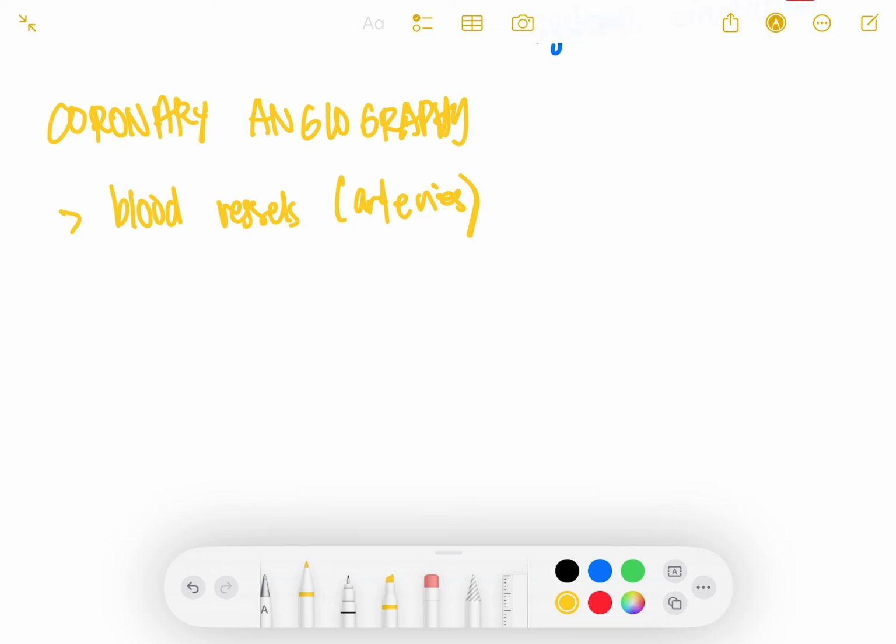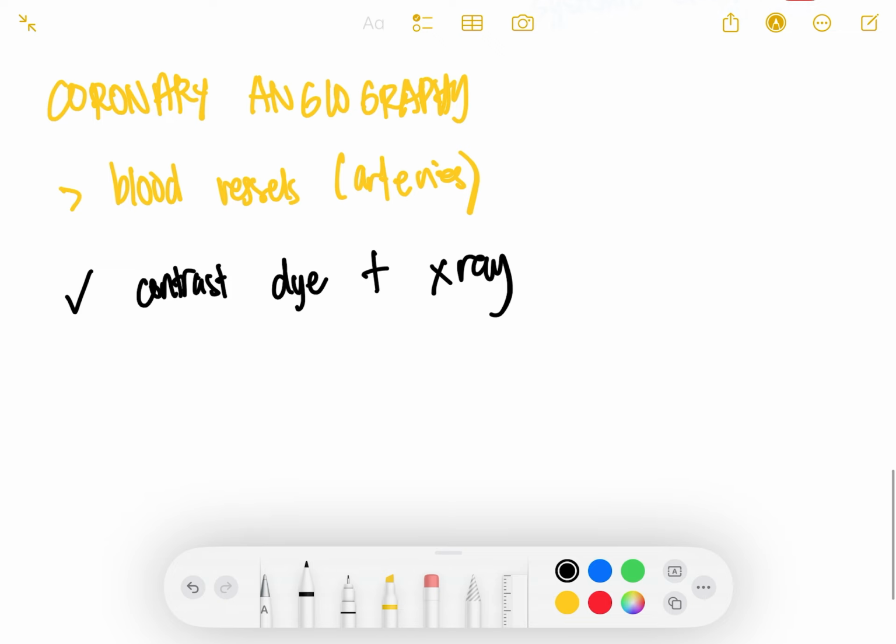So, what is the difference of cardiac catheterization with coronary angiography? In coronary angiography, there is the use of a contrast dye. Contrast dye plus X-ray. Because coronary angiography is a specialized X-ray procedure. So, ano nangyayari dito? Okay, mag-i-insert ng catheter sa femoral artery hanggang makaabot siya sa blood vessels ng heart. And then, inside that catheter, mag-i-introduce or lalagyan yan ng contrast dye.